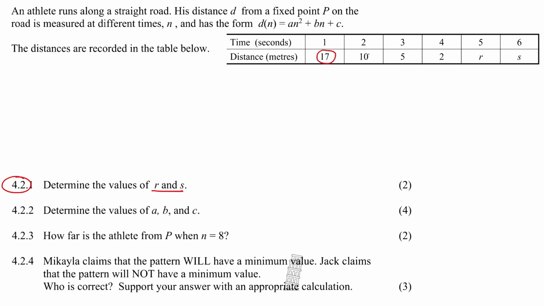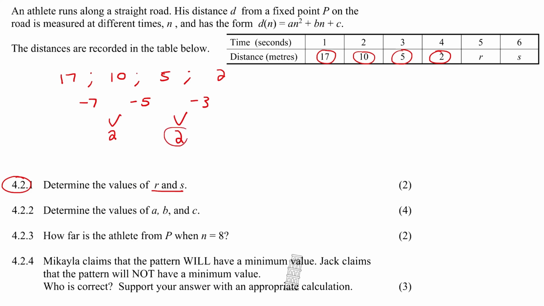Well, if you look at these numbers, you're going to notice that they are actually quadratic, where the second difference is constant. To go from 17 to 10, the difference is minus 7. To go from 10 to 5, the difference is minus 5. And then to go from 5 to 2, you have to subtract 3. Then to go from minus 7 to minus 5, it's actually going to be plus 2, and then plus 2.